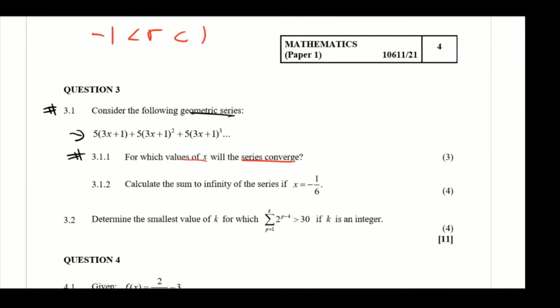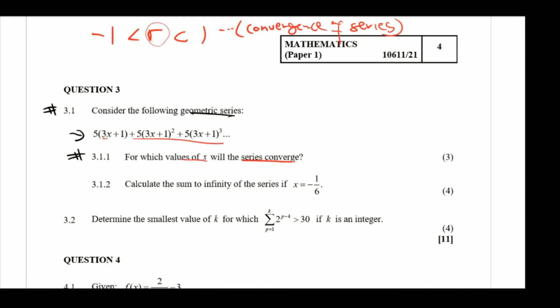R must lie between -1 and 1. So this determines convergence of a series, a geometric series rather. So for us to prove this convergence, we must find R in this geometric series.